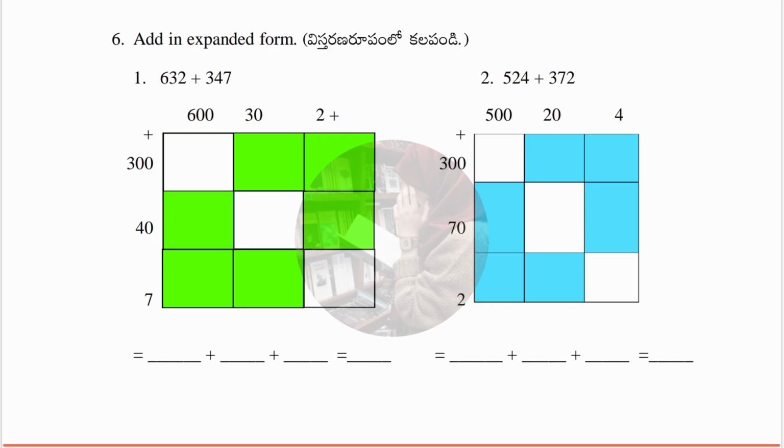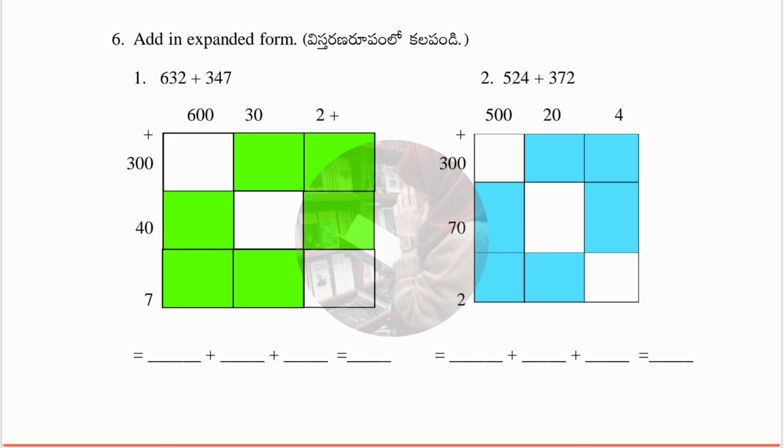Okay, let's see guys, I'll explain to you. Here we have given two numbers, which are 632 plus 347. This 632 we have expanded and written in such a manner: 600 plus 30 plus 2. And in the same way 347 is written in the form of 300 plus 40 plus 7. So that one in a horizontal way and this one in a vertical way.